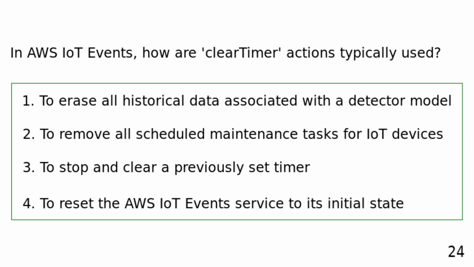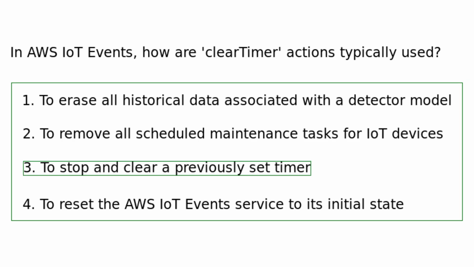In AWS IoT Events, how are clear timer actions typically used? To erase all historical data associated with a detector model. To remove all scheduled maintenance tasks for IoT devices. To stop and clear a previously set timer. To reset the AWS IoT Events service to its initial state.